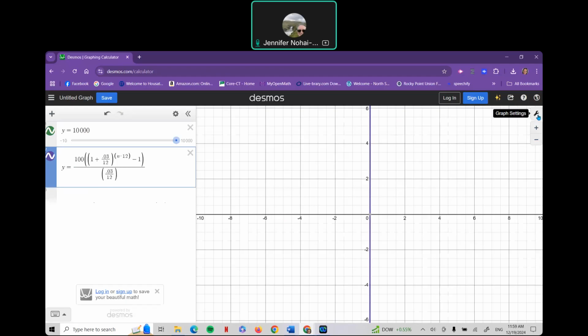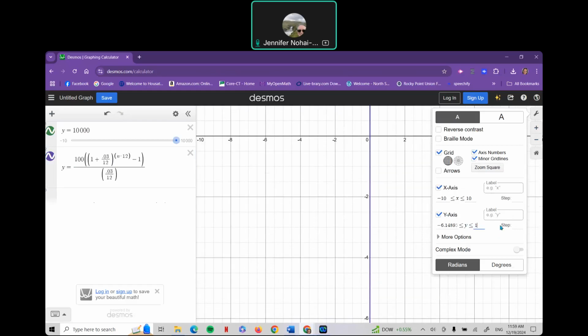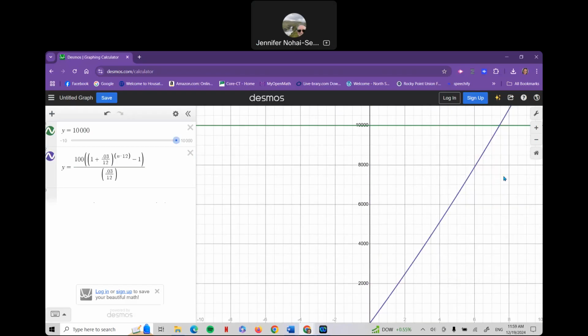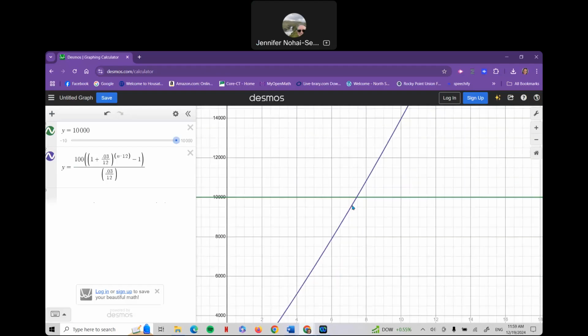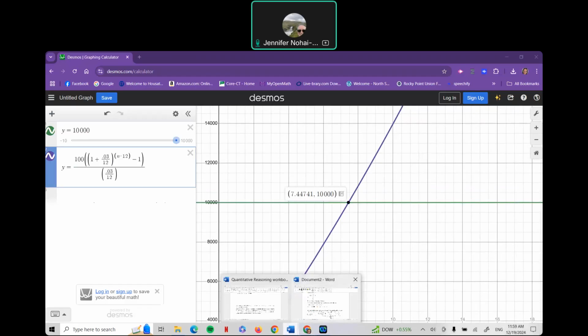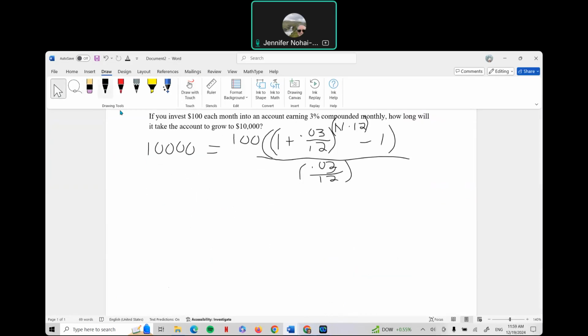It only goes to 6. I'm going to come over to graph settings and change my y max. Maybe I'll change it to 11,000. All right. So behind this, I can see where they connect. I'm going to bring that to the center of my screen so I can see it even better. And I'm going to click on the intersection, and I see that the answer is 7.44741. So let's come back over to our document here and scroll down a little bit so I can fit.